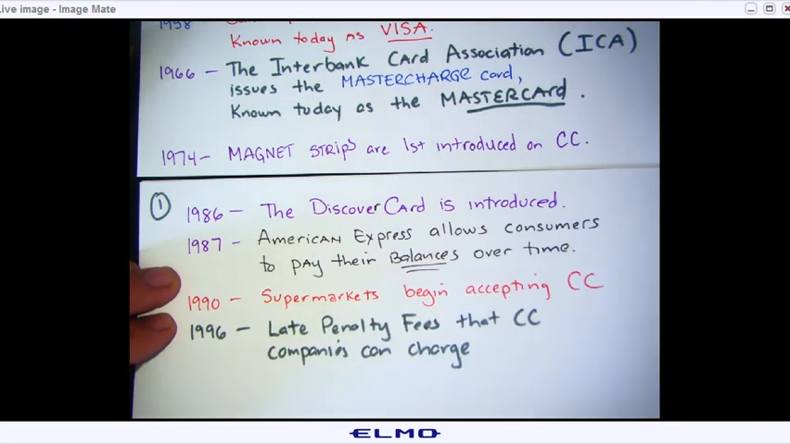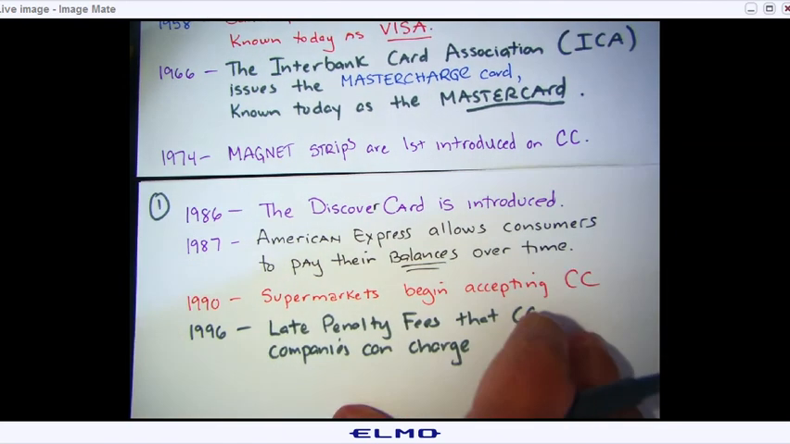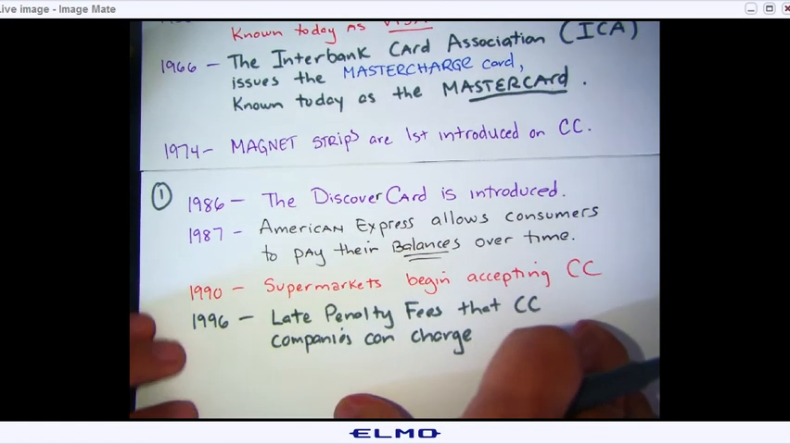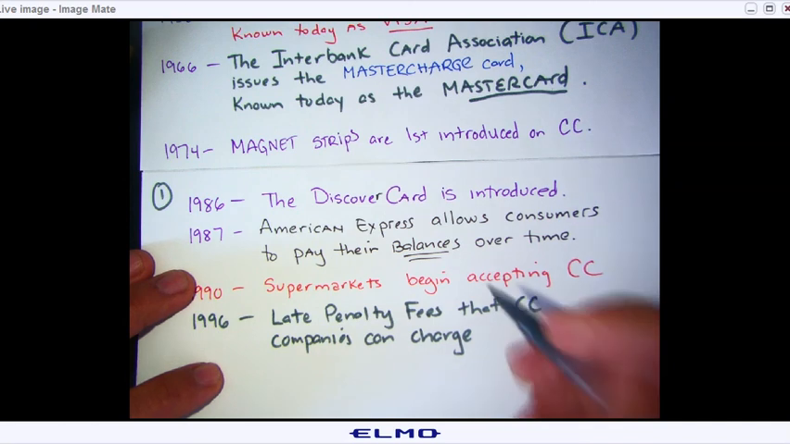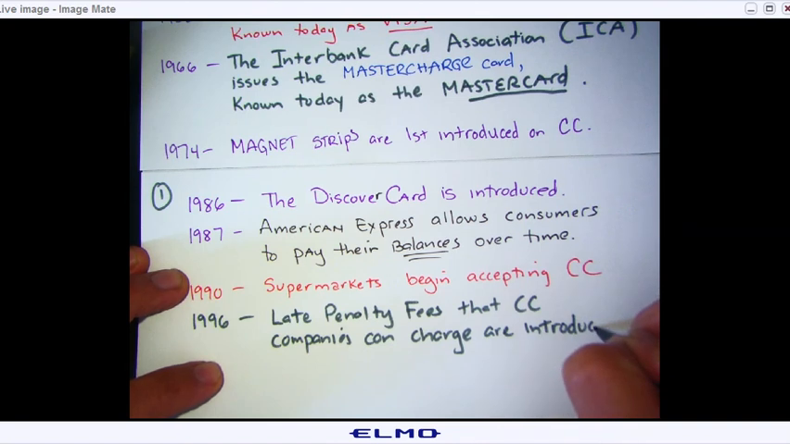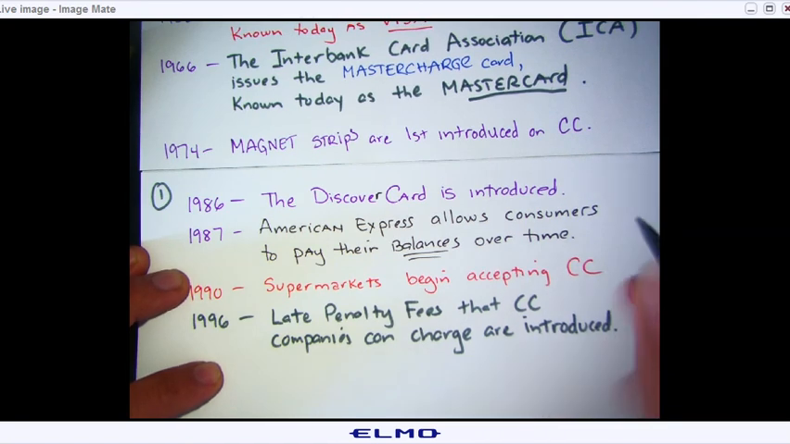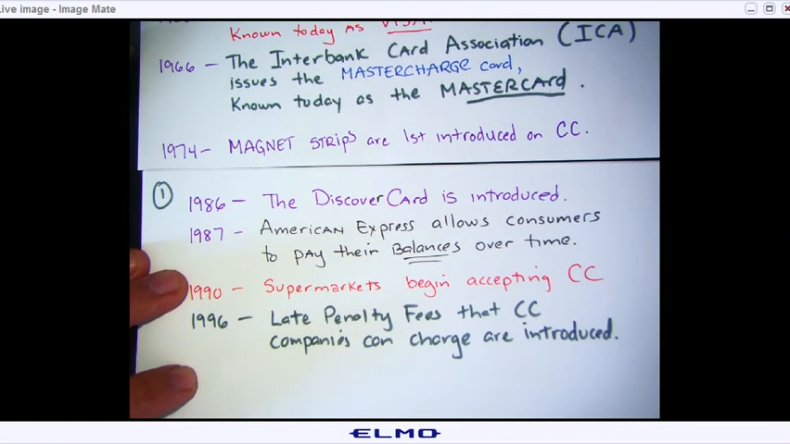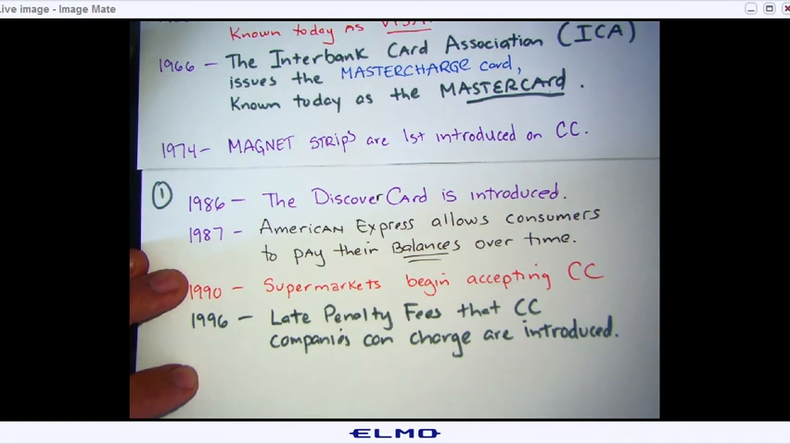On this one, 1996, I believe what it says is that this is when the late penalty fees that credit cards can charge are introduced. They say, hey, a lot of people are not paying, so we're going to start charging late penalty fees. So that's when it started right there. So far, so good.